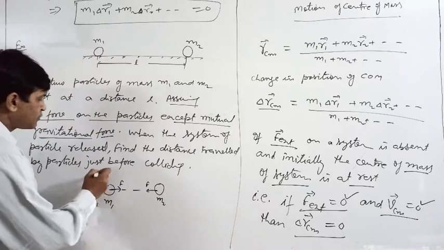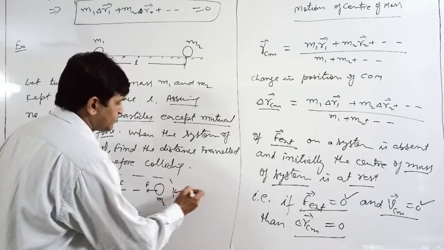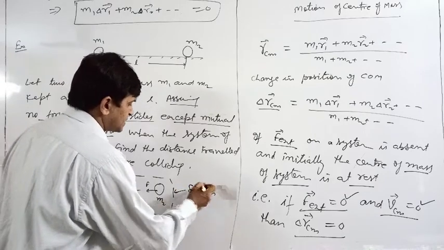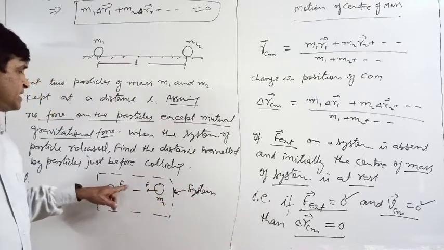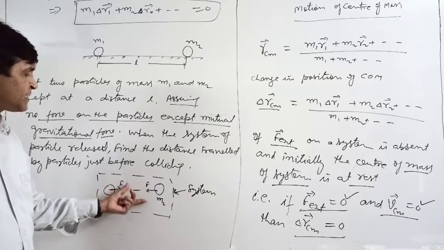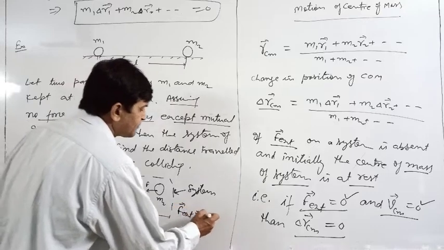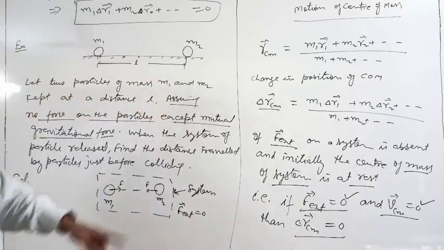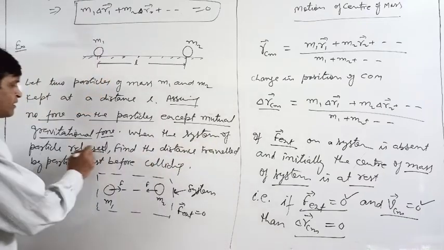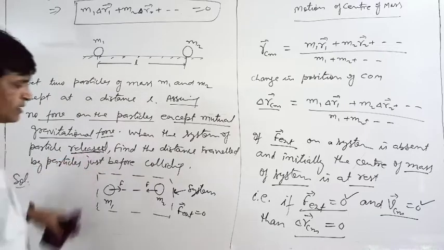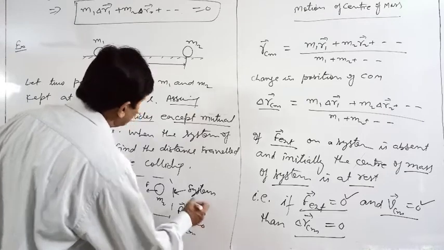Now, if you are considering this as a system, let this be your system. Since in the system, if we are looking here, these are equal and opposite forces, the net force in the system is 0. Net external force is 0. And the system is released. Release means initial velocity of the center of mass was 0. External force is 0, and initially your VCM is also 0.